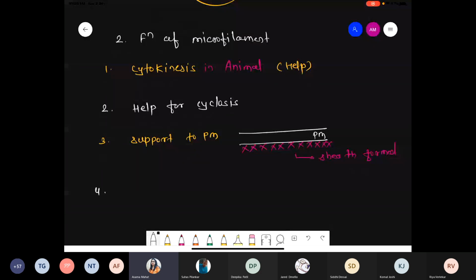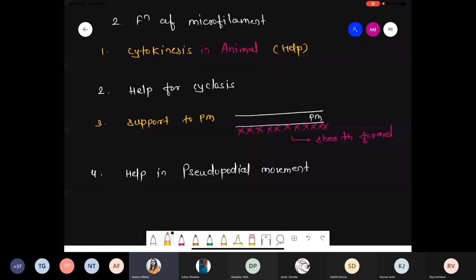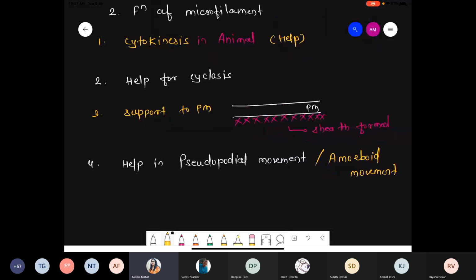Now the next one, number 4: they also help in movement, that is pseudopodial movement. Can you tell me where pseudopodial movement is present? Pseudopodial movement is also called amoeboid movement. Correct, so it is present in amoeba. Very good. Pseudopodial movement is nothing but the engulfment of food.